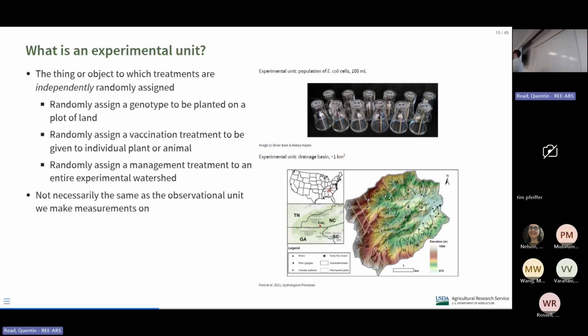Or you could have repeated measures in time on the same experimental unit. So you could have multiple observations per experimental unit. And we use various statistical models to account for those discrepancies, mixed models. That's where that comes into play. I'll talk about that a bit later.